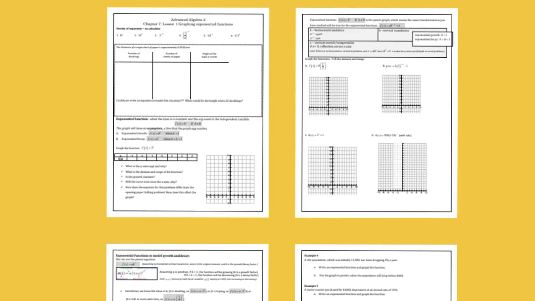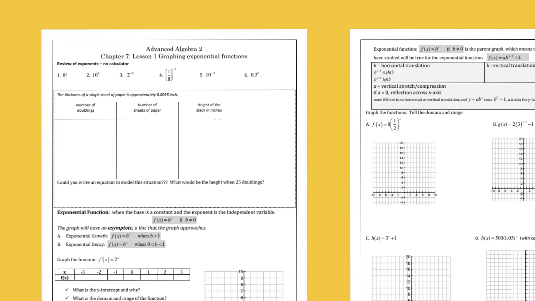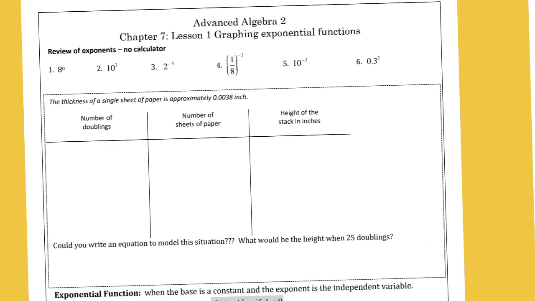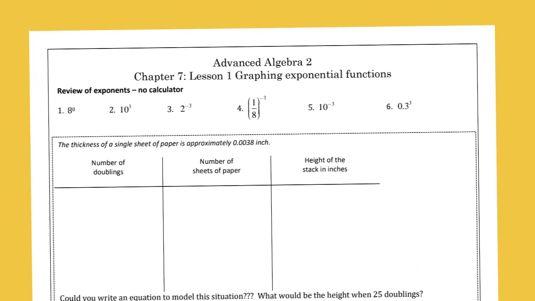Okay, so I think the big thing here is, can we practice writing exponential functions, and then can we practice using exponents? Okay, so I think the first thing is reminding yourself, 8 to the 0 is 1, 10 to the third is a 1 with 3 zeros, 2 to the negative third is 1 over 8, because you cube it and you do the reciprocal.